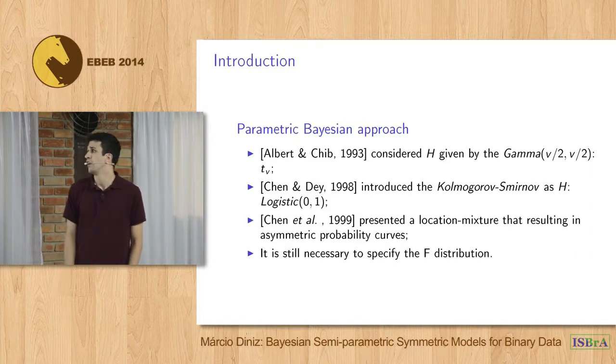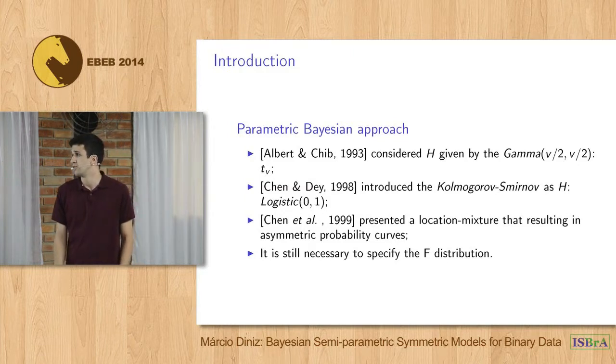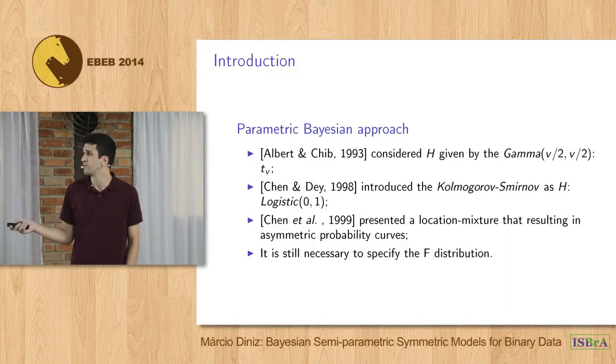Chen et al. presented a location mixture that results in asymmetric probability curves. But it's still necessary to specify the F distribution.